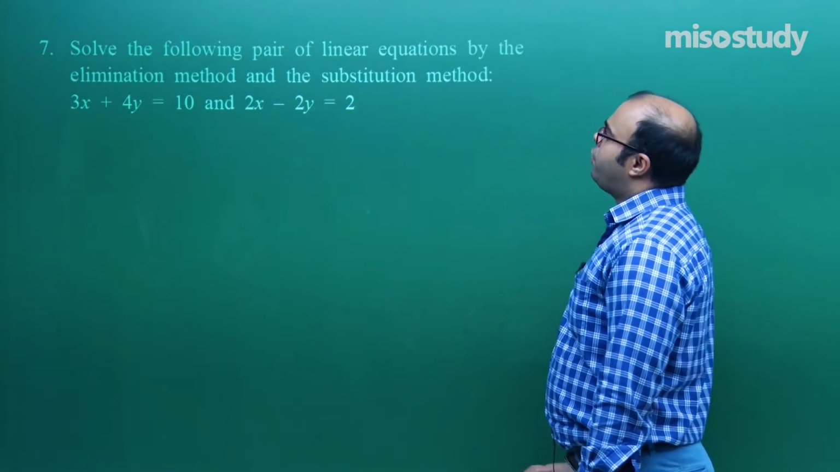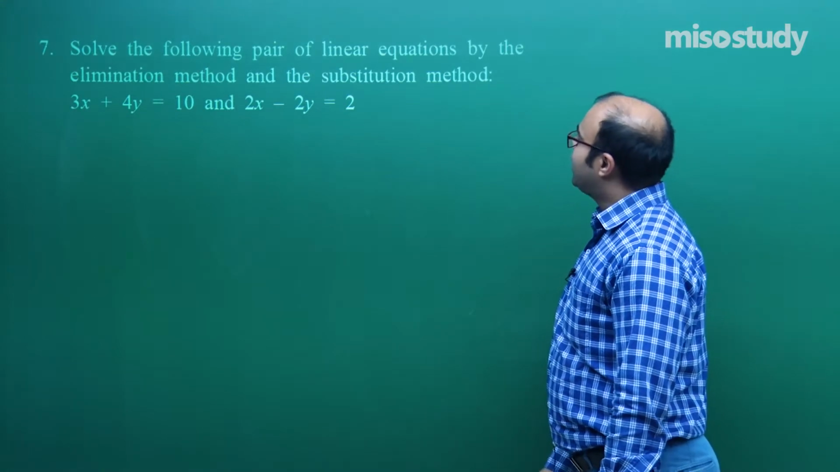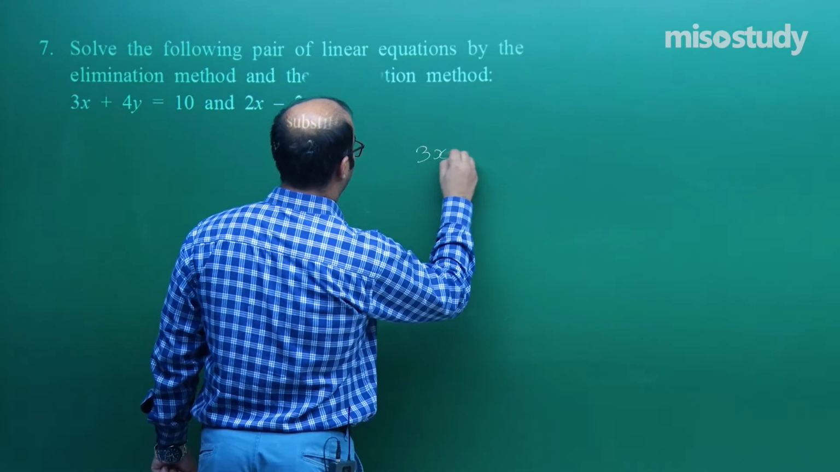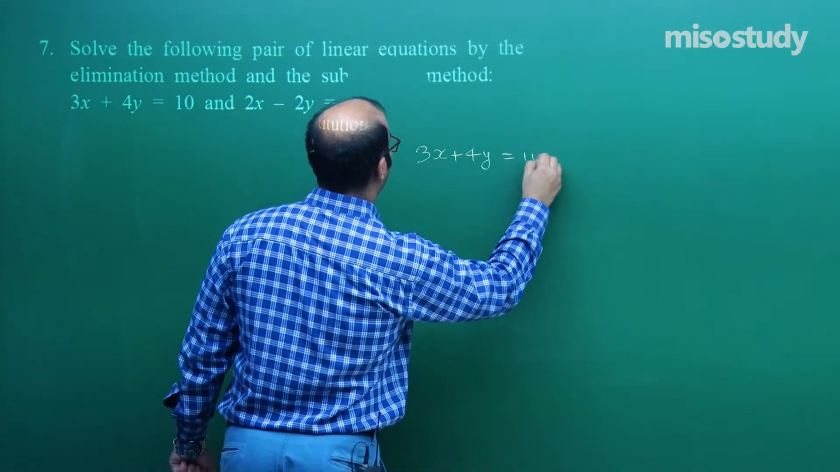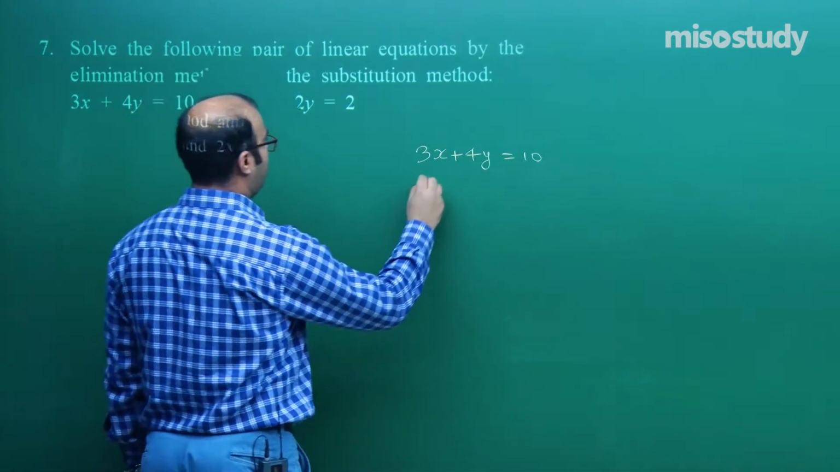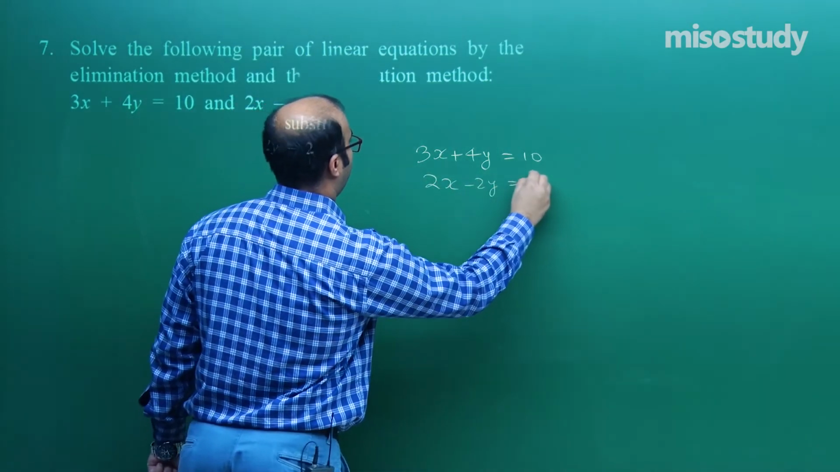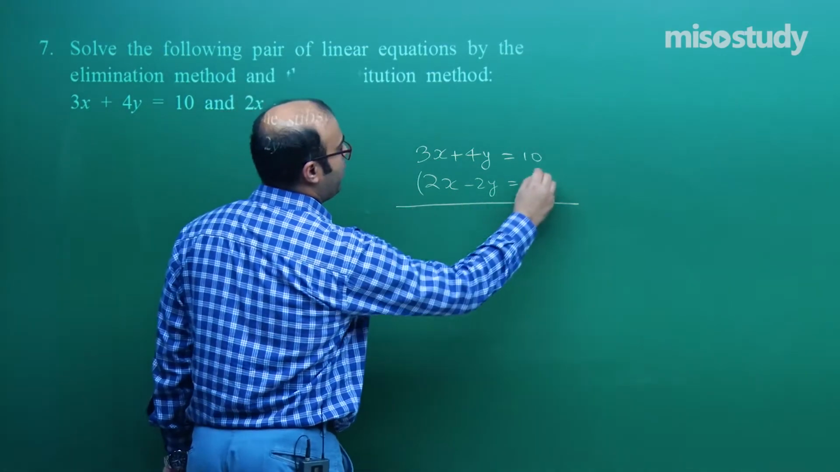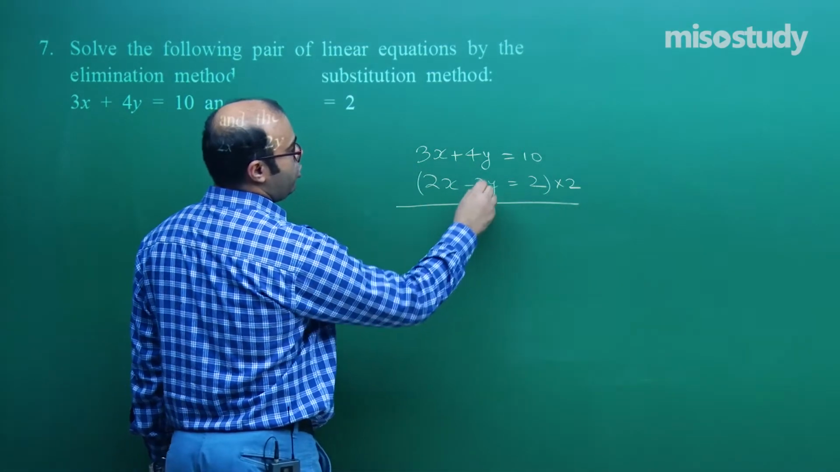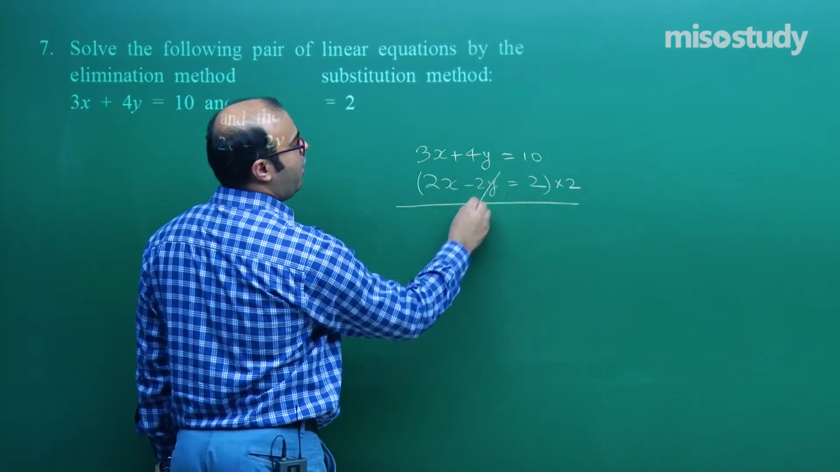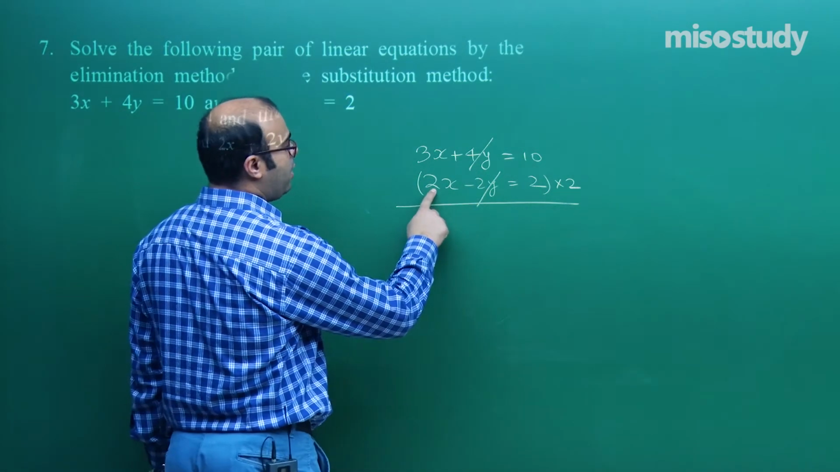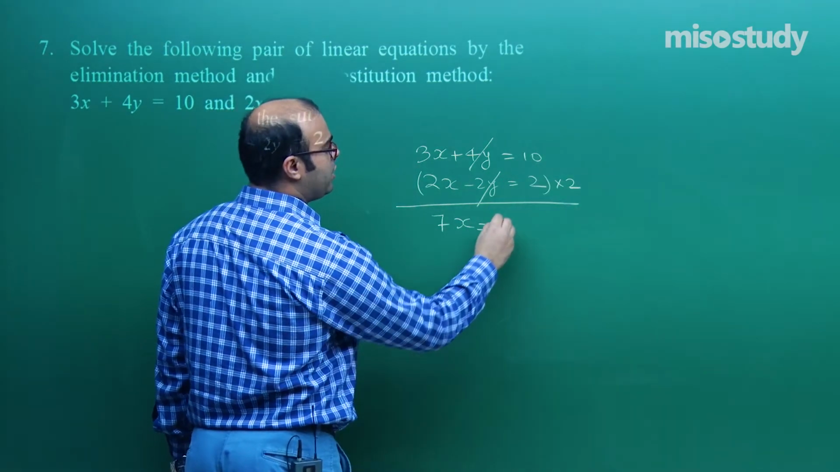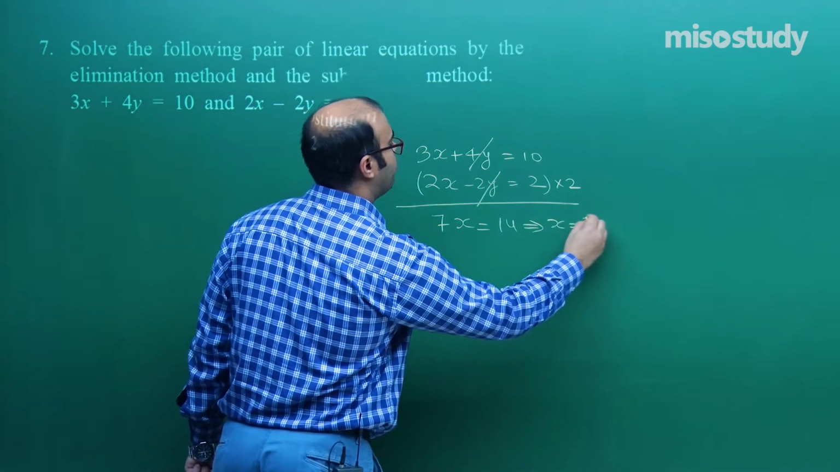7th question says solve the following pair of linear equations by the elimination method and the substitution method. So let us do by both the methods. First method is elimination. So 3x plus 4y is equal to 10. Another is 2x minus 2y equal to 2. This is what we are having. Now if we do elimination, what we do? We multiply this with 2 and we add them. So minus 2y into 2 is minus 4y, and this 4y will cancel. This will become 4x plus 3x, that is 7x, and this will become 10 plus 2 into 2, 4, that is 14. So x is equal to 2.